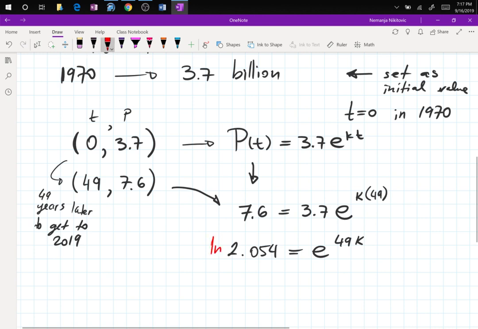We're going to hit both sides with ln to kill the e, and that's the conversion thing that we talked about last class. So ln of 2.054, and please remember to use 4 significant digits. It's not 4 decimal places, it's 4 non-zero digits. So in this case I have 0.7198 when I round, and on the other side I have 49k.